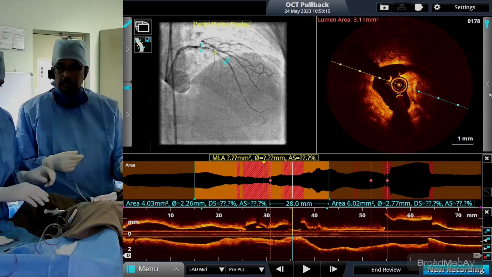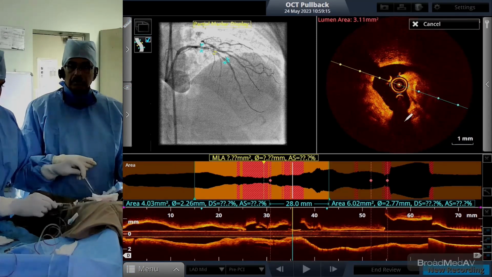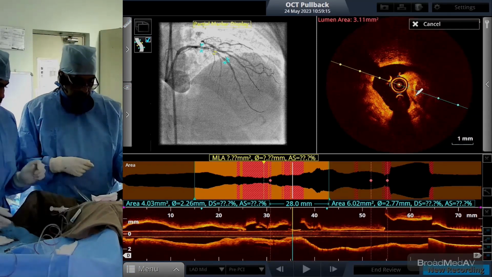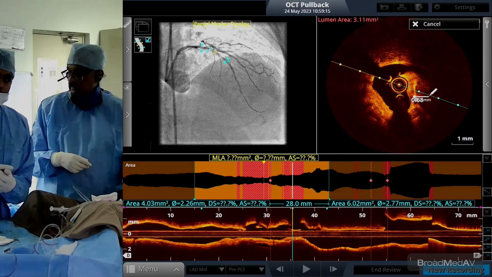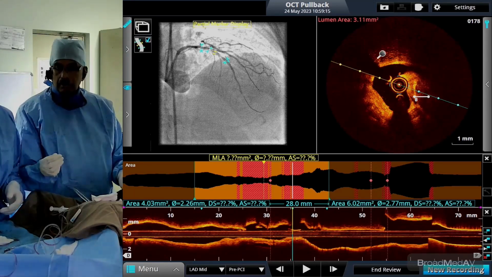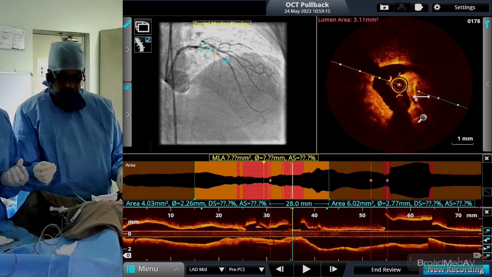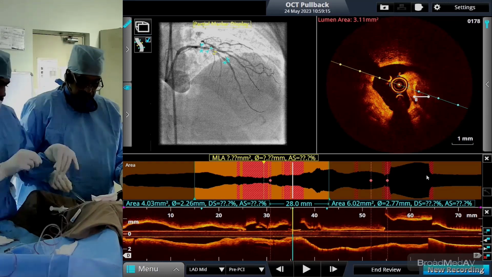So at this portion, we can see the calcium from 3 o'clock to 6 o'clock. But this is spotty calcium. The thickness of the calcium is 680 microns. But the calcium arc is not 270 degree, and it is more deeply situated calcium. Hence, no further calcium modification is required for this calcium.